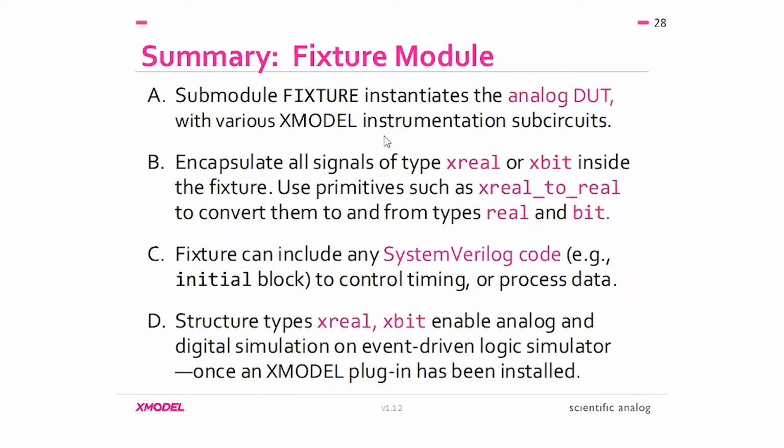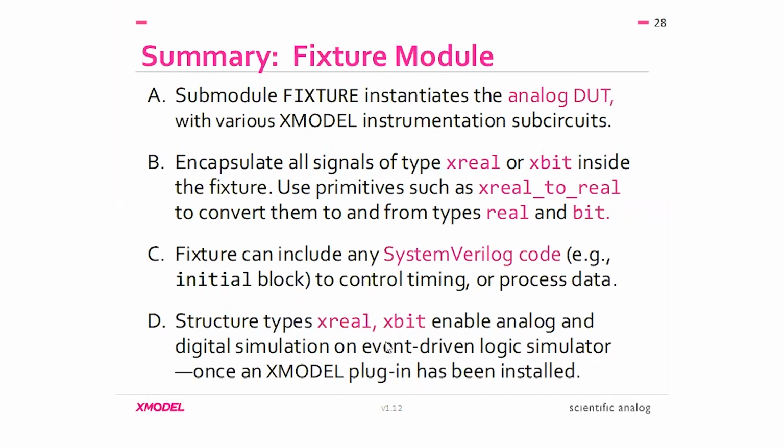To summarize, the fixture submodule is a convenient way to encapsulate the DUT itself and various XModel primitives needed to apply stimulus and measure response. It's a good idea to encapsulate all signals of X-real and X-bit type inside of this fixture and any converter primitives you need. The fixture can include arbitrary SystemVerilog code like the initial block we just saw to process data.